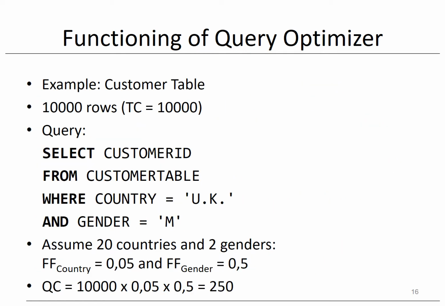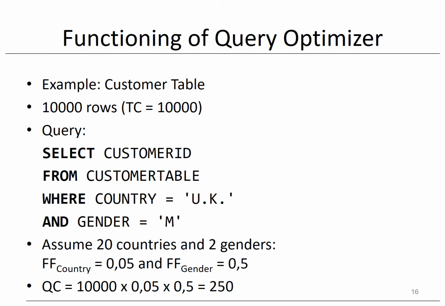For example, suppose a customer table contains 10,000 customers. Let's examine the following query. Select customer ID from customer table where country equals UK and gender equals M. The TC equals 10,000 as there are 10,000 rows in the table.